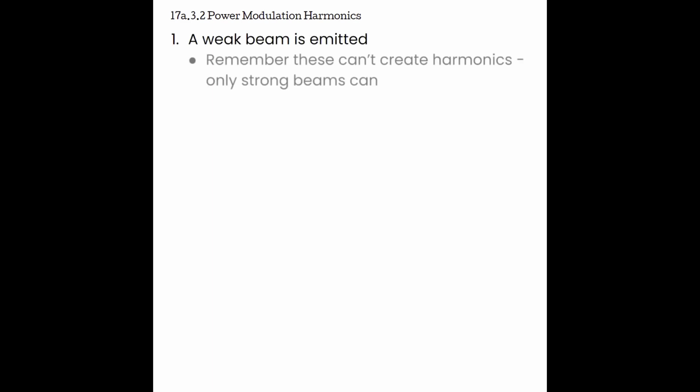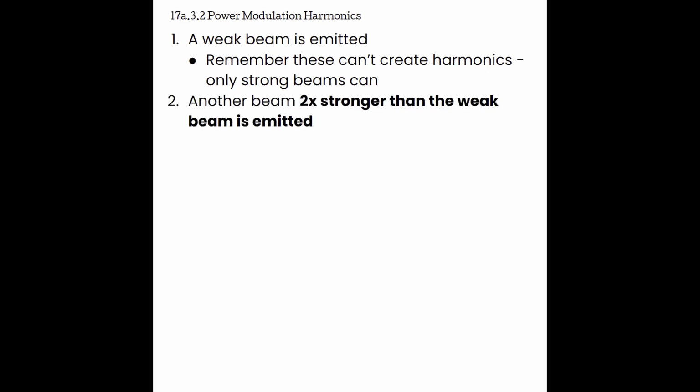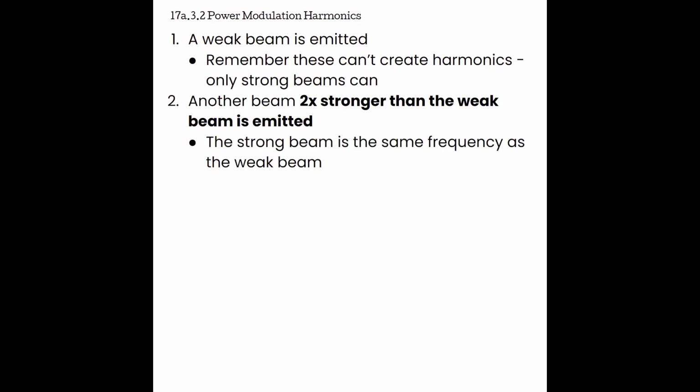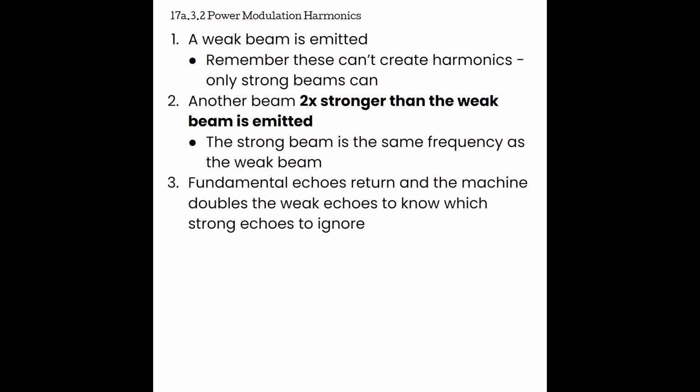So power modulation harmonics kind of follow the same idea. It has a recipe or a step-by-step that it needs to follow. It just goes about it in a little bit different way than the pulse inversion. So first, a very weak beam is emitted. And remember that weak beams cannot create harmonics. Really only strong beams can. So of course, we need to send a strong beam down as well. The strong beam is going to be 2 times stronger than the weak beam, and it's going to be the same frequency as the weak beam. That's important.